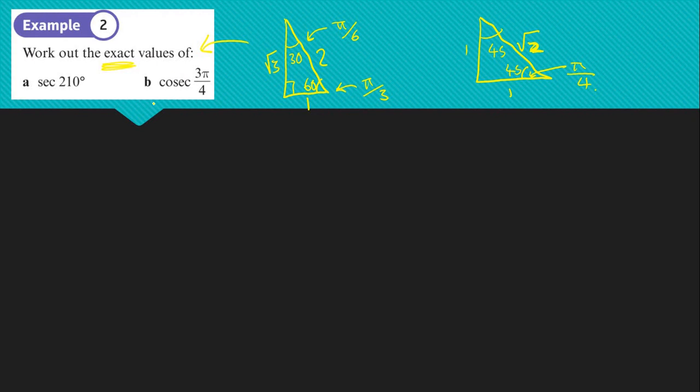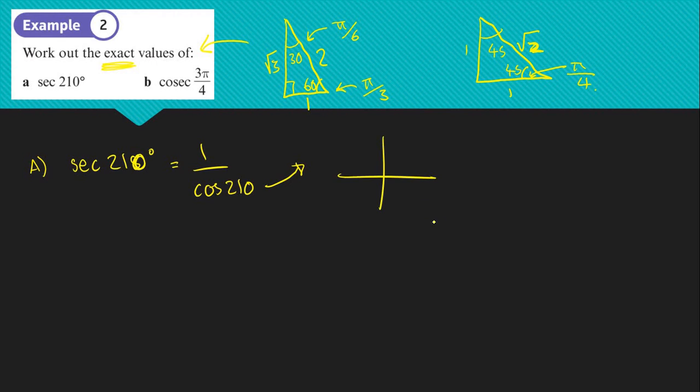Okay, work out the exact values. Normally in an exam you're going to have a calculator, so you just chuck it in your calculator, there should be no issues, but really this question is more about showing you that you can use these magic triangles. So we've got question A, sec of 210. Well, sec of 210 is going to equal 1 over cos of 210. So we're going to need to find out the value of cos of 210, aren't we?